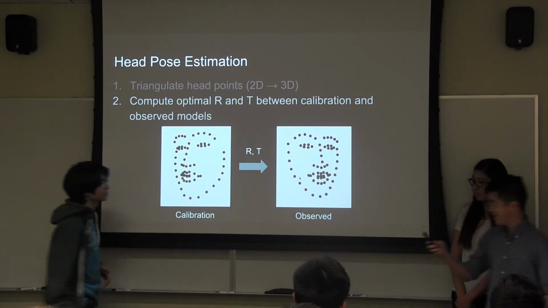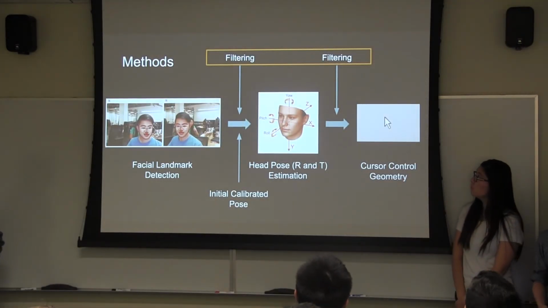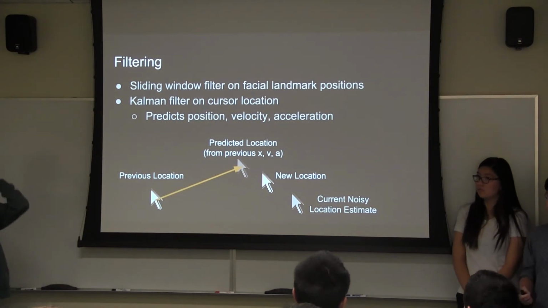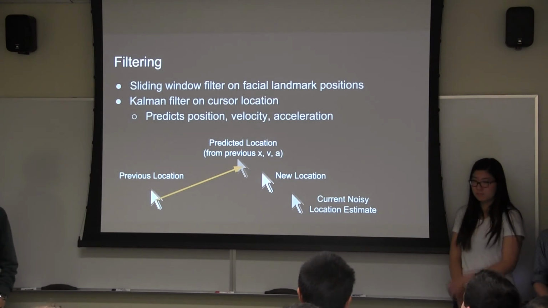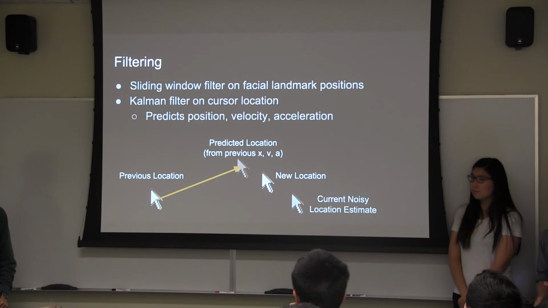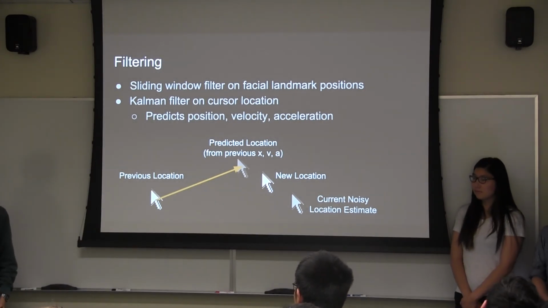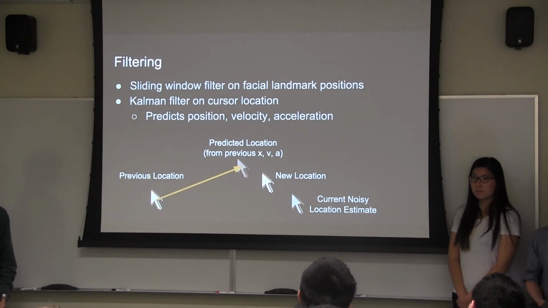Both before and after the rotation and translation estimation, we performed noise filtering. First, with the 68 key points, we used a sliding window half Gaussian filter on the 2D position of each key point to smooth out noise in estimating those positions. And then, after we calculated the rotation and translation for estimating the cursor position, we smoothed the cursor position with a Kalman filter.